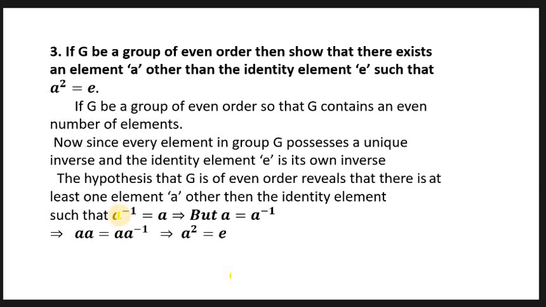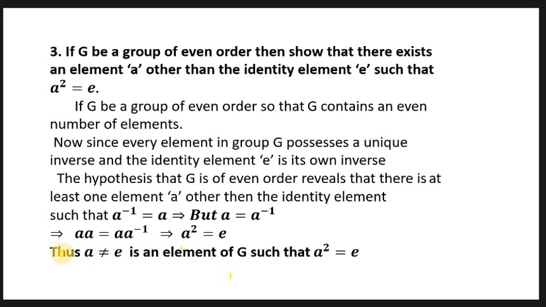Then operate this A inverse is equal to A by A. So you get AA is equal to AA inverse by pre-operating A inverse is equal to A here. Which implies that A into A is A square, and AA inverse is equal to E. Thus we get A is not equal to E, an element of G such that A square is equal to E.